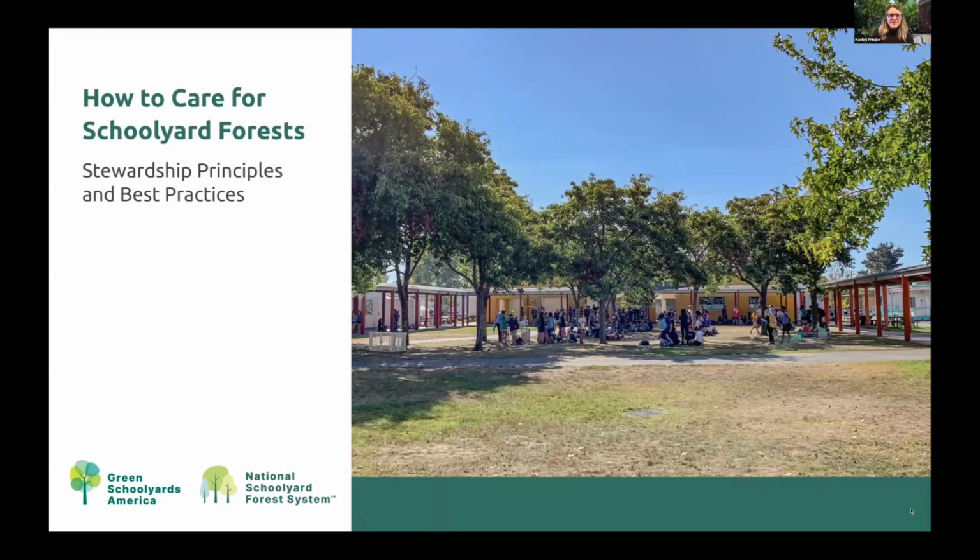As Lauren mentioned, today we're going to talk about stewardship and maintenance. It's a deep topic that I know we could take several webinars to cover. So today, my goal is to provide some broad perspective and some frameworks for approaching the care of living green school grounds, including schoolyard forests. So let's start with some perspective.